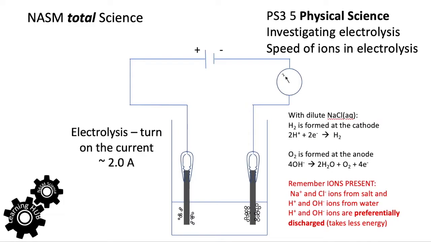And a reminder here that it's all about preferential discharge. So sodium and hydrogen are positive ions, and it's going to be the one that takes less energy to be discharged, the one with the lower electrode potential. Actually, here we've got hydroxide and chloride ions, and again, it takes less energy to discharge the hydroxide ion.